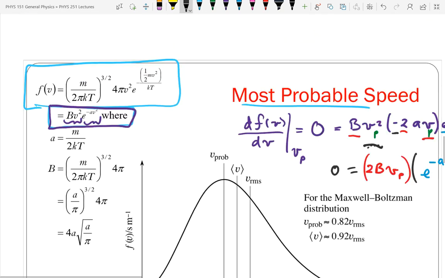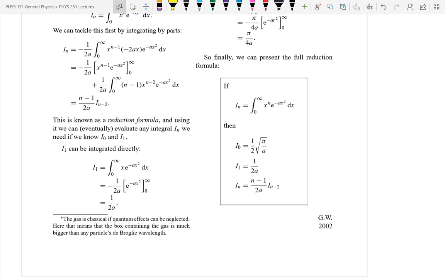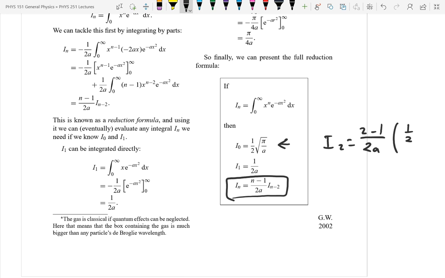Well, how do I know what I2 is? I look at this table and it says that I2 is going to be 2 minus 1 over 2a times I0. And here's I0. So I2 is equal to that.